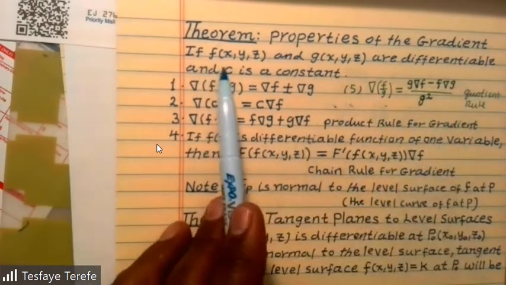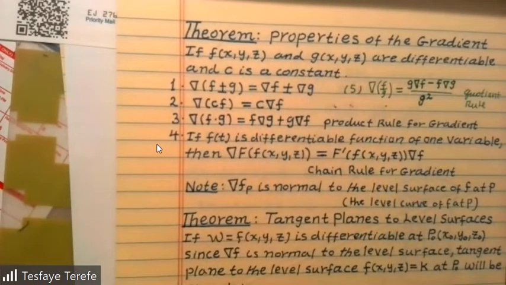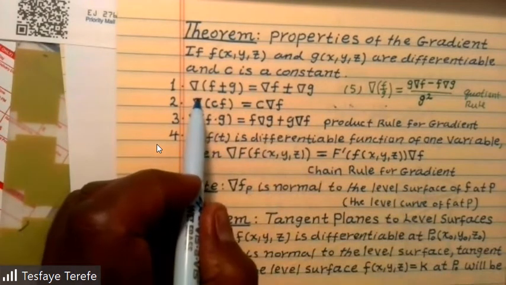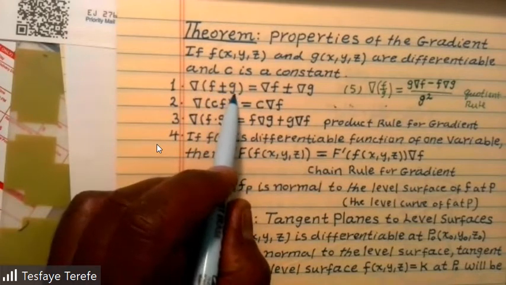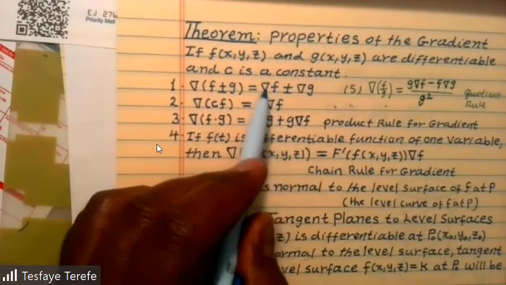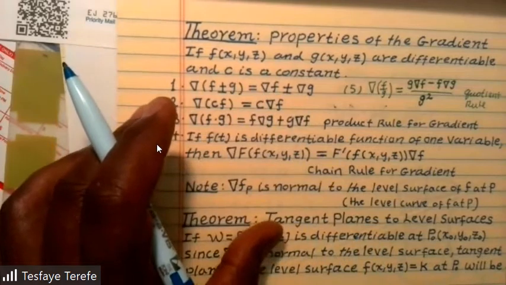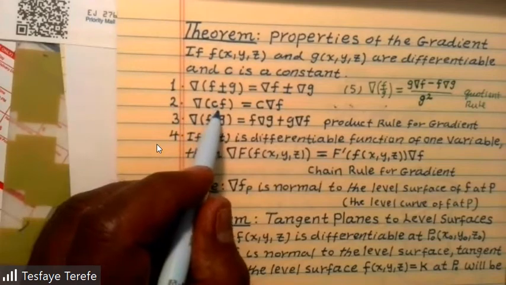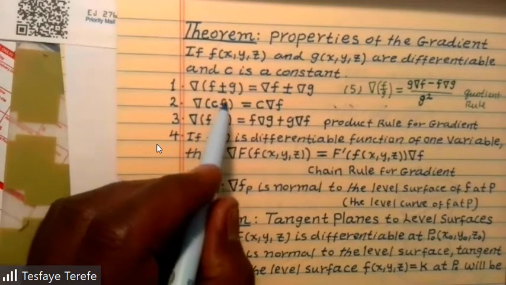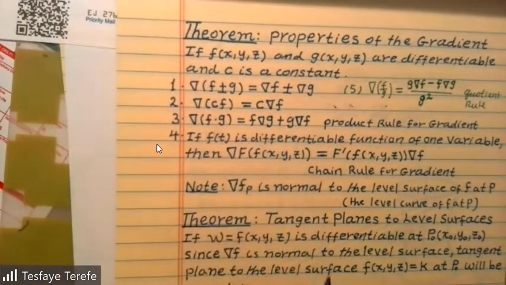Properties of gradient: if f of x, y, z and g of x, y, z are differentiable and c is a constant, the gradient of the sum or difference of two functions equals the sum or difference of the gradients of those functions. This is the linearity property. If you have some constant multiple of the function, calculate the gradient and multiply it by the constant.